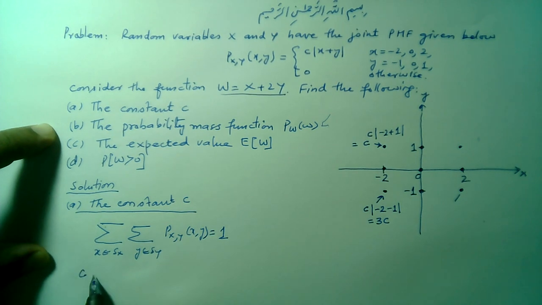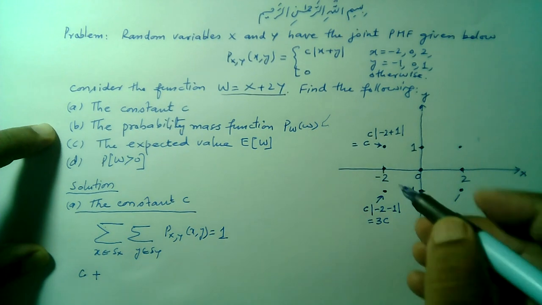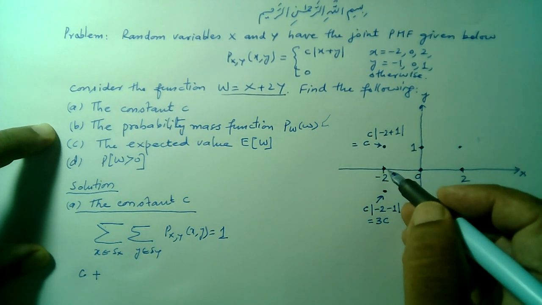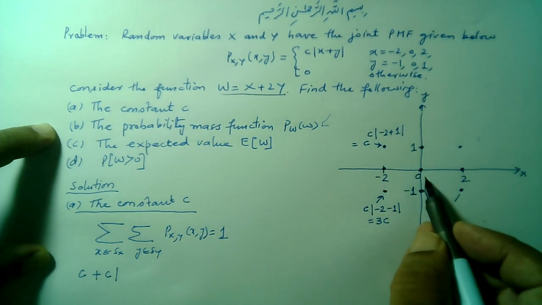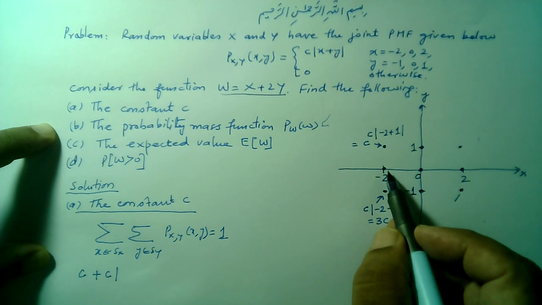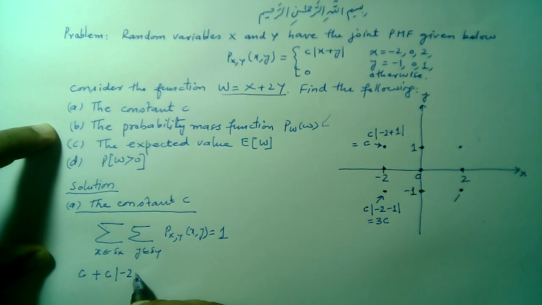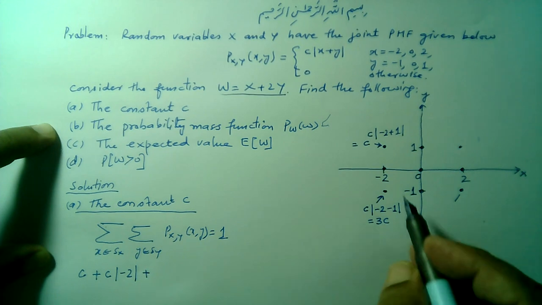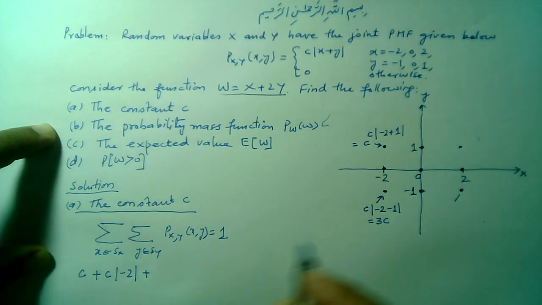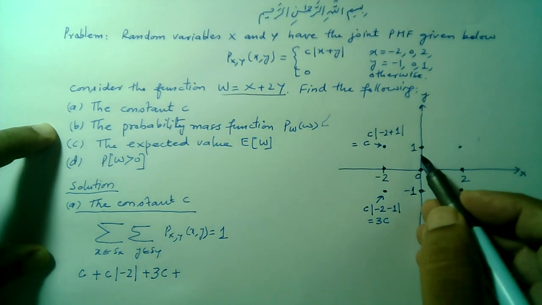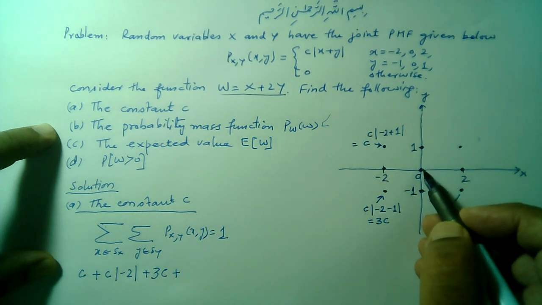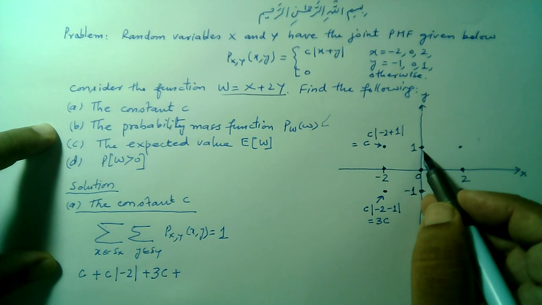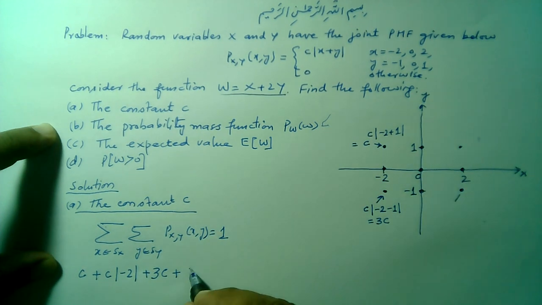So this is C, the first point, plus, for example, let's move to this point. Here, this will be C multiplied by minus 2, and the y coordinate is 0 here, so this will be minus 2 just, right? And then plus, let's move to this point. We have already evaluated this to be 3C, and then plus, let's calculate the value for this point. The value of x here is 0 and y is 1, so this comes out to be just 1, and multiplied by c, this is c.